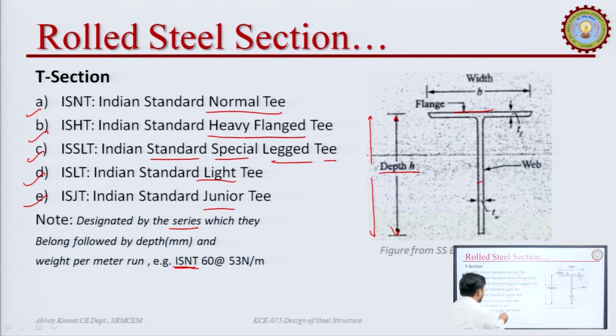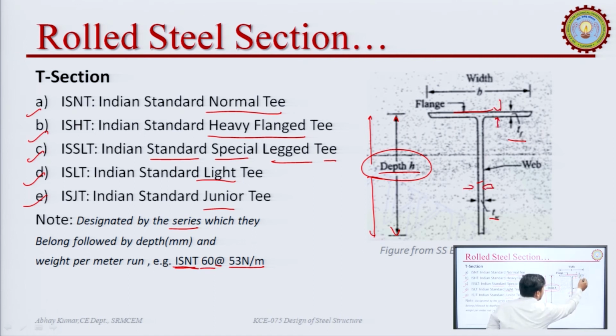Then ISNT 60, what does it mean? It is the depth of the section. The T section we are talking about is 60 mm deep, at the rate of 53 Newton per meter. What does it mean? Its weight is 53 Newton per meter of its length. One more thing I would like to mention is the term TF and the term TW. What do they indicate? They indicate the thickness of the flange section and the thickness of the web section. We will use these thicknesses in the later part of the series.